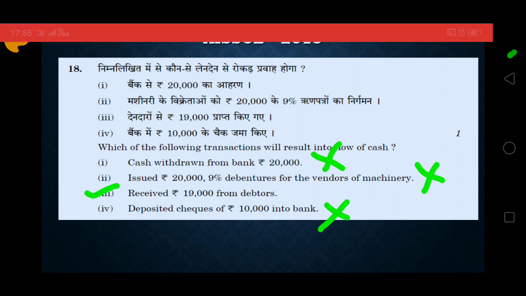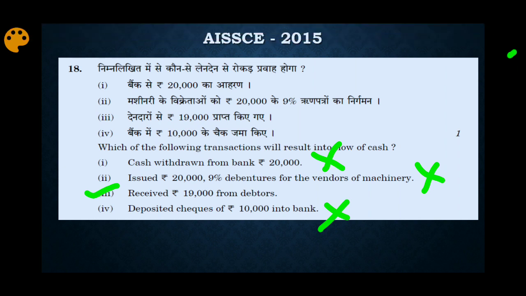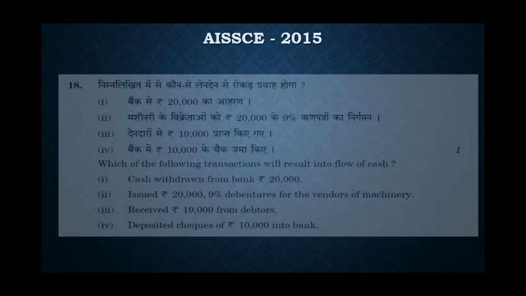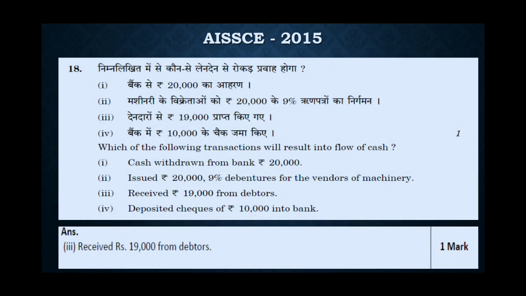Now what was the CBSE answer suggested? Here we will see the CBSE answer. CBSE has suggested the answer received rupees 19,000 from debtors. Okay, we have already discussed this.